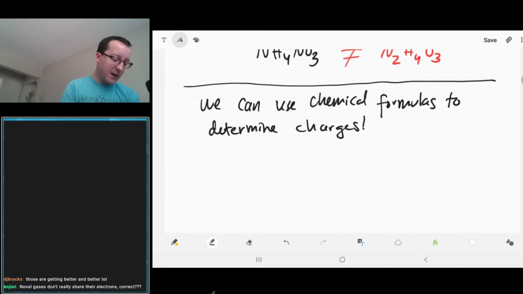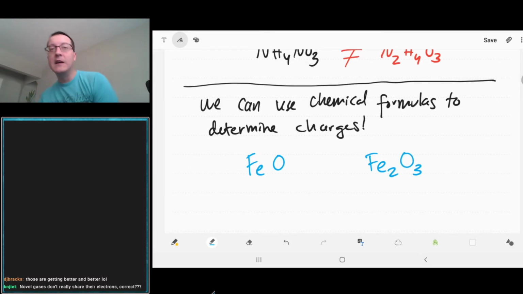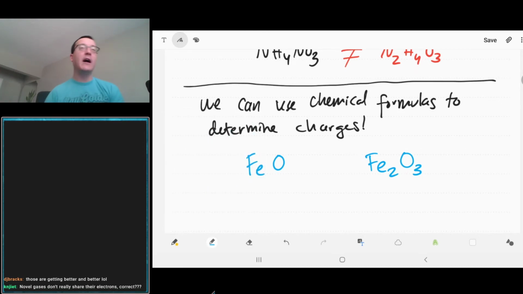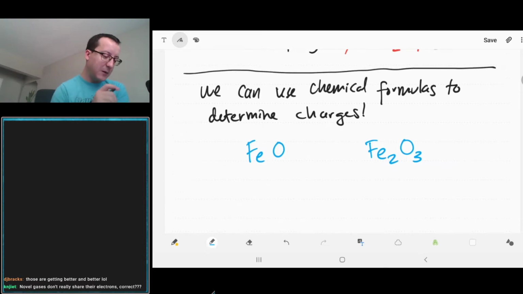So, one more thing we can do with this is use the chemical formulas to determine the charge if we have a metal that has a variable charge. Remember, iron is not one of our fixed charge elements, so iron could have a whole bunch of different charges. We need to be able to distinguish between them because they have different properties. If we look here, what's going to be the charge of iron in each case? We can look at that.